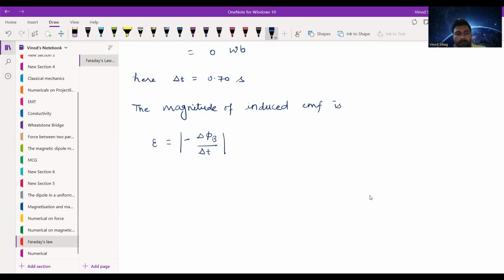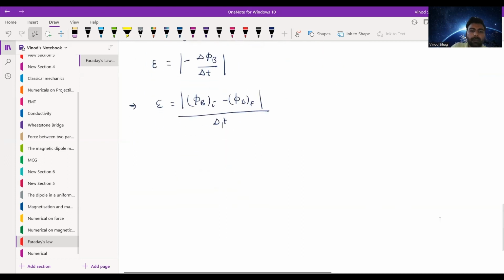This will be the equation. Or finally, we can say that E equals, if we multiply this minus sign inside, the magnetic flux change, then we will get phi B initial minus phi B final. Its magnitude, because the time is given in the positive, so no need to take its magnitude. So it will be E equals delta phi B initial minus delta phi B final, divided by delta T.